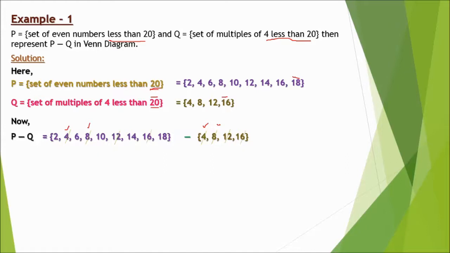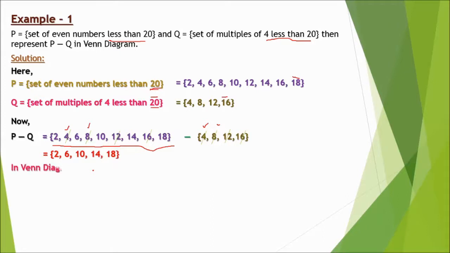So these are the common elements. Common elements are cancelled. As we have to find P difference Q, we have to focus only on set P. This is the set P part, and we have to write the remaining elements from set P. So these are the remaining elements from set P: 2, 6, 10, 14 and 18. Now this is what P difference Q is.